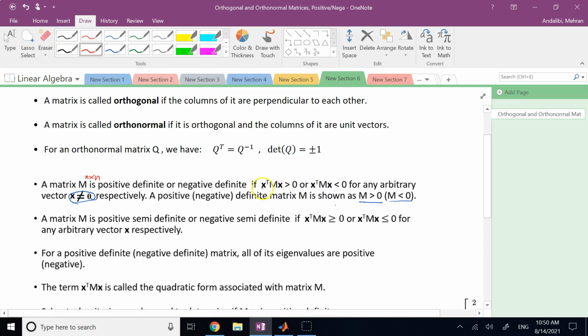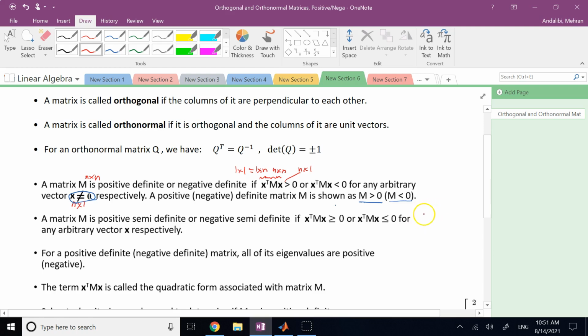So what you have here is your x vector is an n by 1, so your x transpose is going to be 1 by n. Your M is n by n, and your x is n by 1. So the result of the whole thing is going to be a 1 by 1, a scalar. Okay, so first of all, your matrix has to be a square matrix.